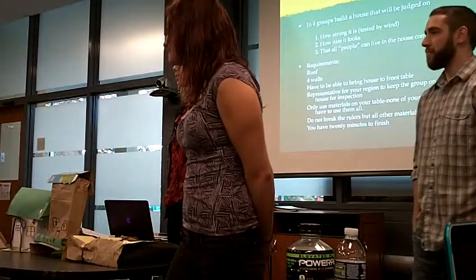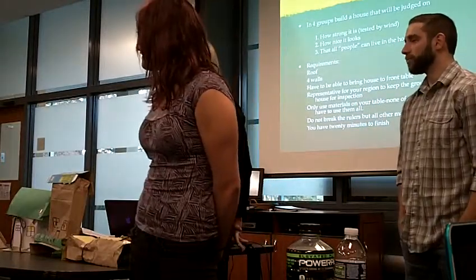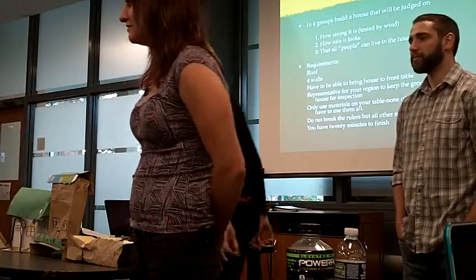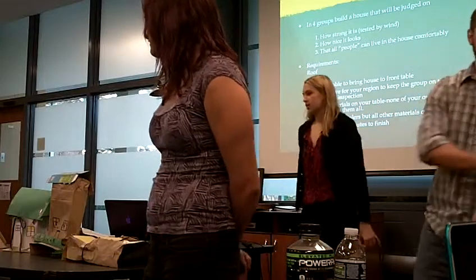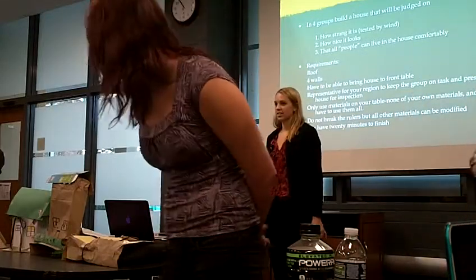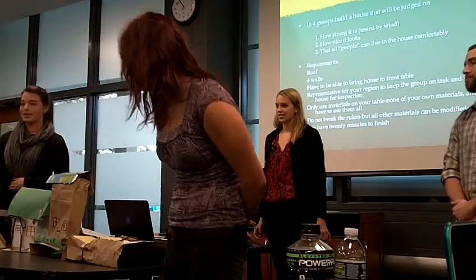Every group pick one representative to come to the front and tell us a little bit more about your house. And we have to be respectful of other groups, so when your group member is talking, your mouth should be zipped. Ready? So who's representing group 1? Callie. Come up and tell us about your house.